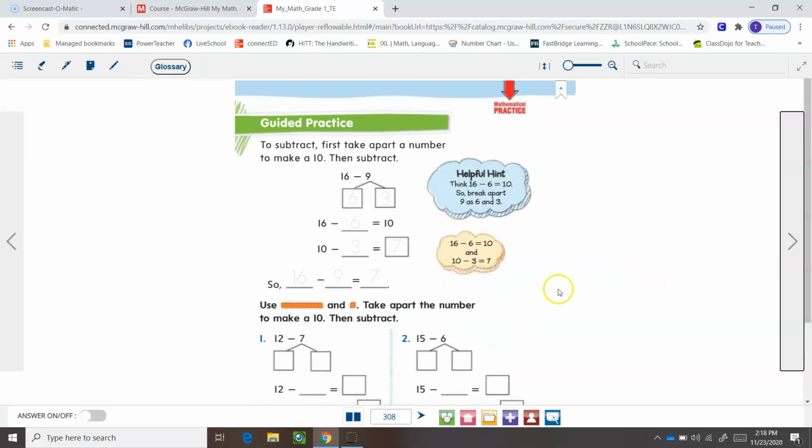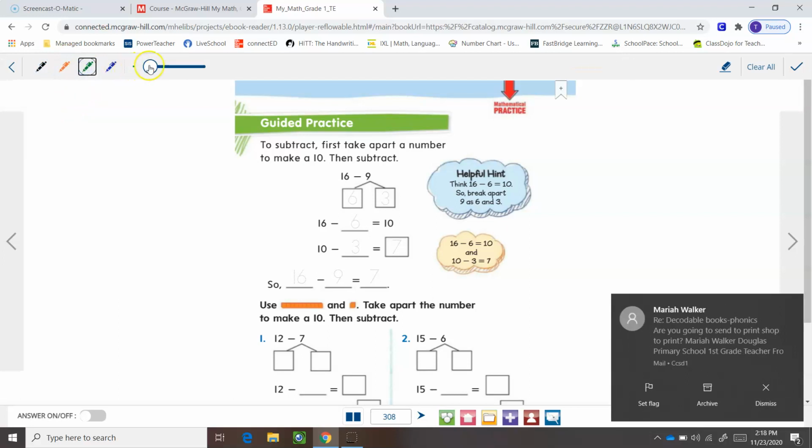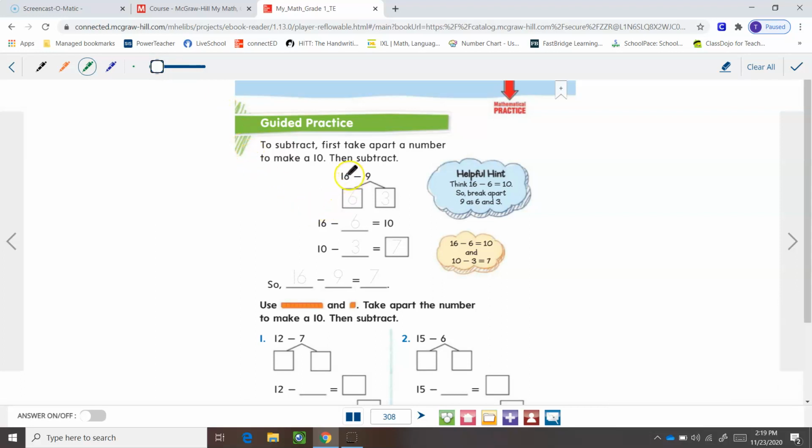So when I do this, I want to make my 10. The best way to do that is by looking at my teen number and taking away the ones place. So 16, I know I need to take away 6. So the number 9, I want to make 9 into two numbers. So a 6, and then 6 plus 3 more is going to equal my 9.